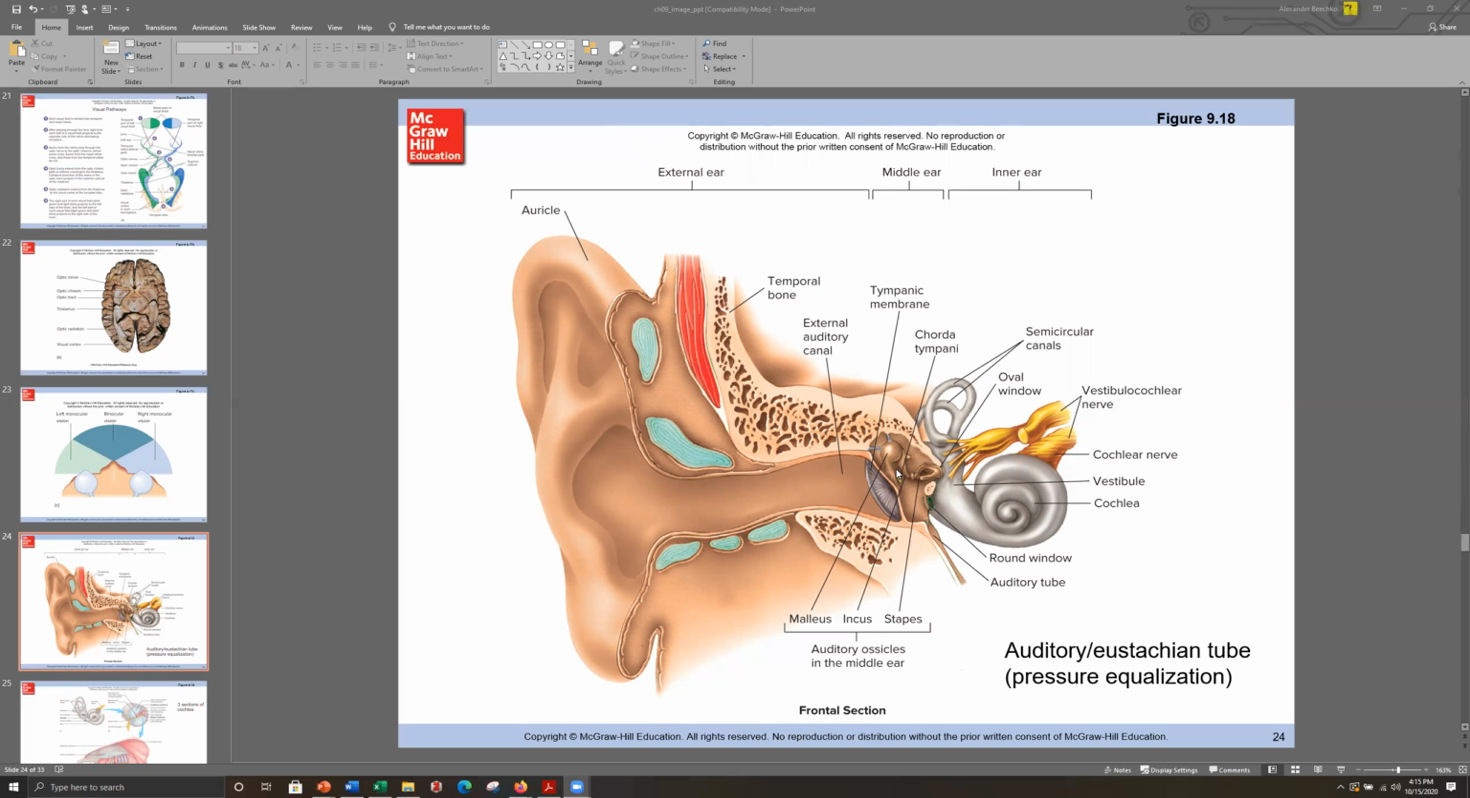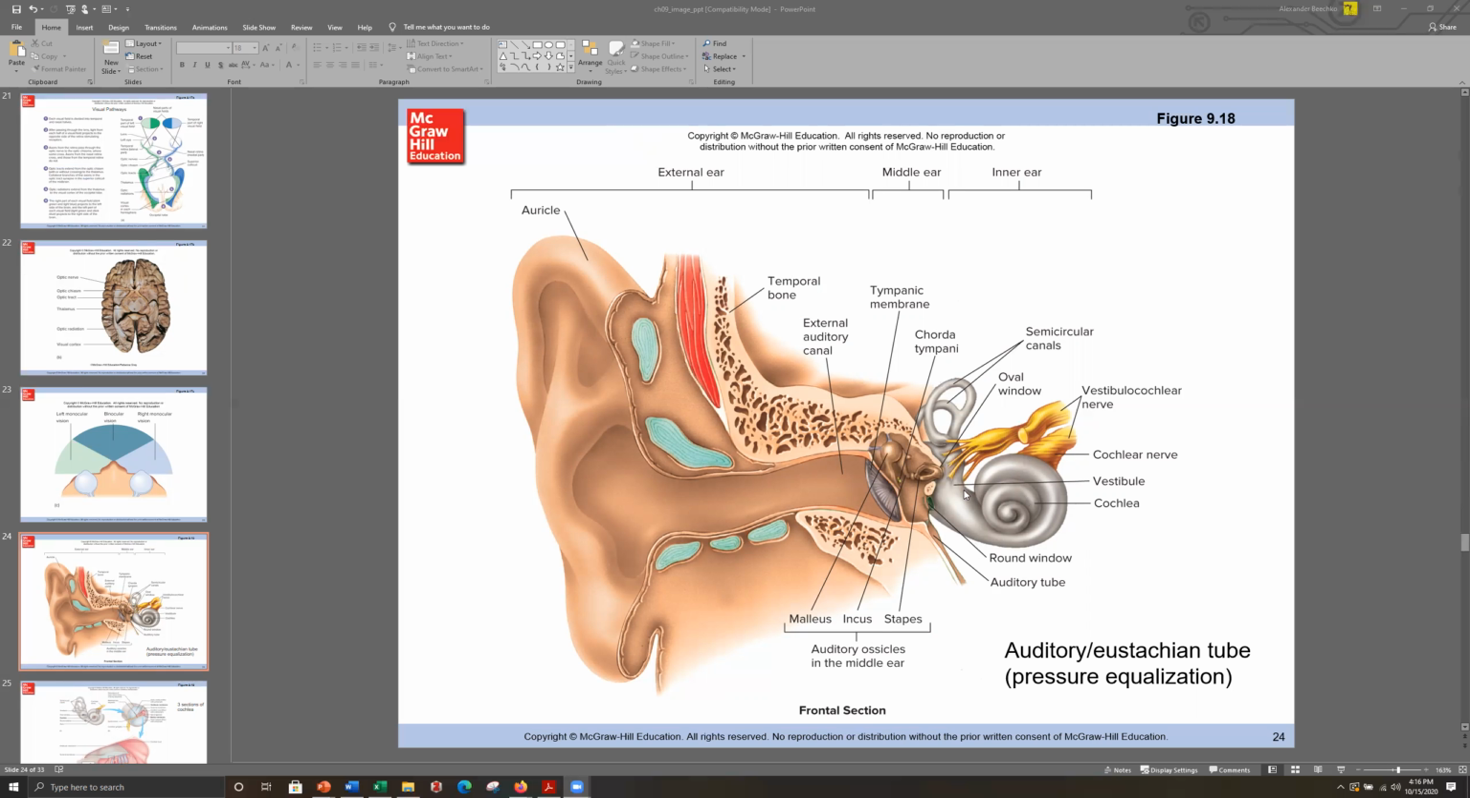But interestingly enough, the tympanic membrane isn't what we're actually hearing. What we're hearing and what we're interpreting as sound is the movement of these ossicles that push against fluid inside of the inner ear. This is where all of the real hearing happens. So we have these other features called semicircular canal. We have the chorda tympani, which is the association or the ligamentous association between the malleus and the tympanic membrane.